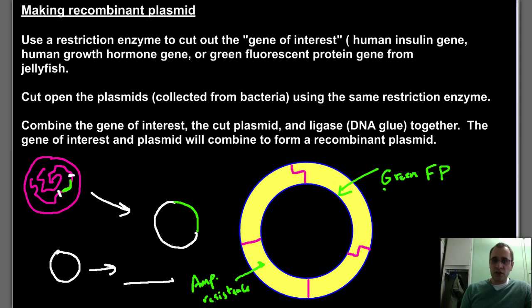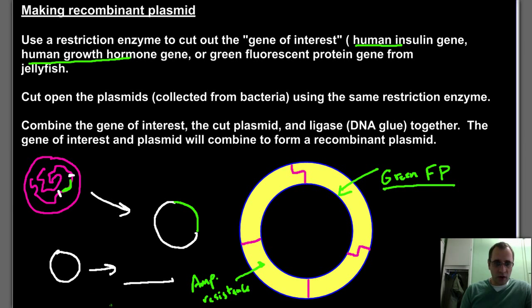The green fluorescent gene, or green fluorescent protein, is kind of our gene of interest. That's what we're interested in doing. It could be a human insulin gene. It could be a human growth hormone gene. There's lots of other possibilities of things we might want the bacteria to make for us. The ampicillin resistance gene is just there to help us select the bacteria that have become transformed.